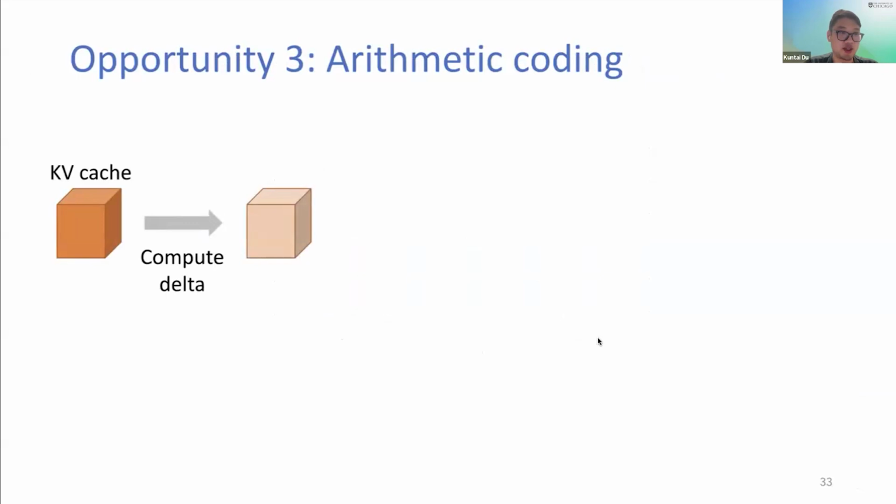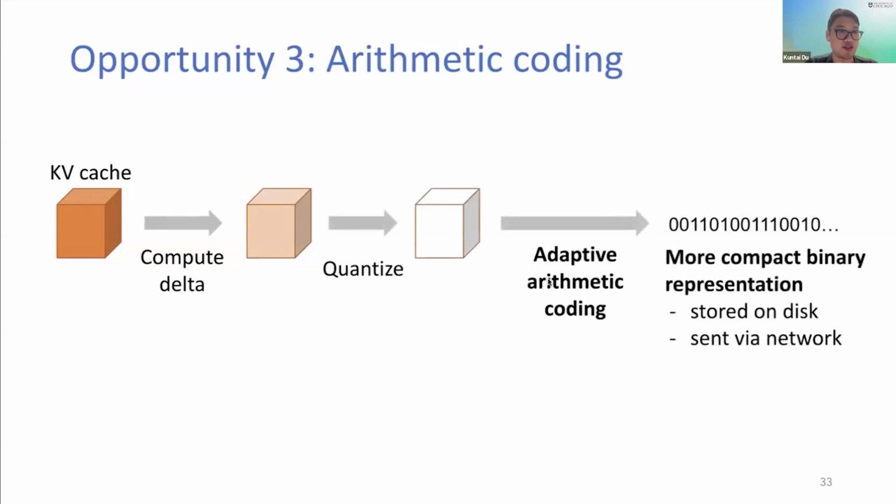If you use a traditional floating point representation, it's not efficient because the number of bytes required to represent each number is fixed. If we can represent each number with a variable bit length, we can achieve better compression. There's an existing technique called arithmetic encoding to do that.